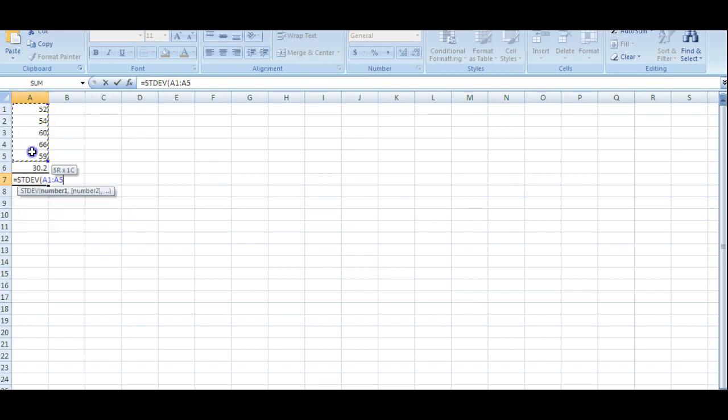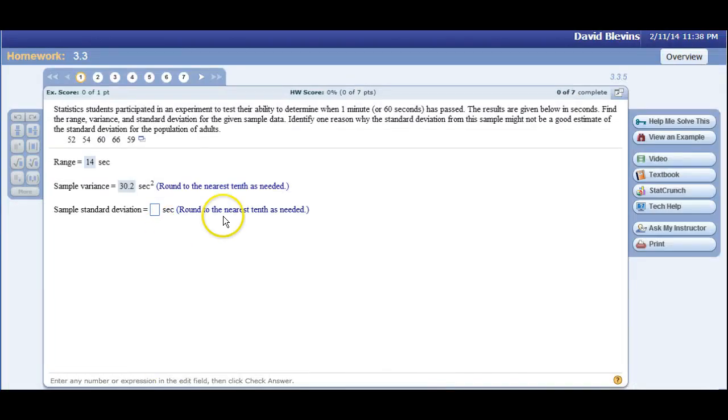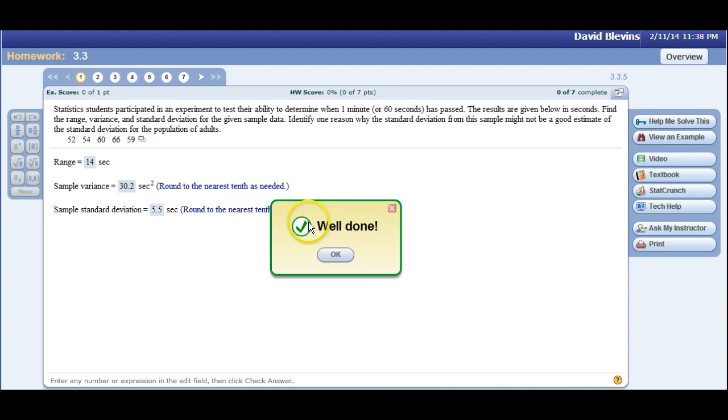Make sure you don't highlight this 30.2 because that was the variance. And there's my standard deviation. 5.5, I believe we just wanted tenths. Yeah, so 5.5. Alright, make sure you round it where they tell you to. Even if you round it correctly to the hundredth or the thousandth, it's not to the tenths and they'll count it wrong.